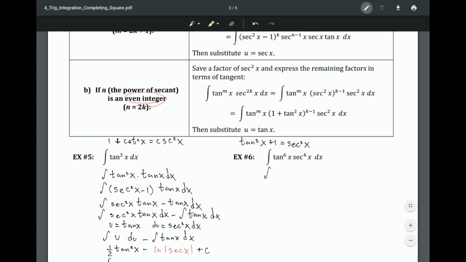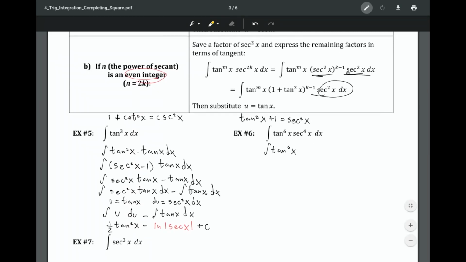And notice that when they split it up right here, they actually split it up into secant square and secant square. So that's my goal here, okay? So it's going to be tangent of x to the 6th power. And this right here, I'm going to break this up into secant square x times secant square x dx. All right, now I'm going to go ahead and substitute some stuff out.